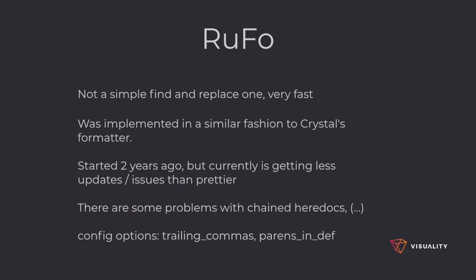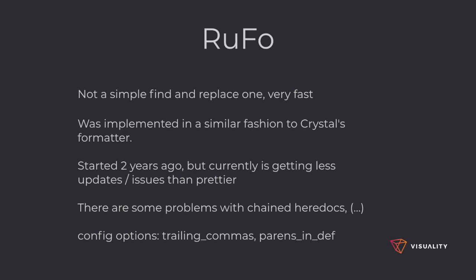I added Rufo to our Rails project, and all tests passed, so it's quite okay. Some fancy examples are not passing in the issues, but they will be fixed, I think. In the config options, we will have only two things. We will have trailing commas and parentheses in def.